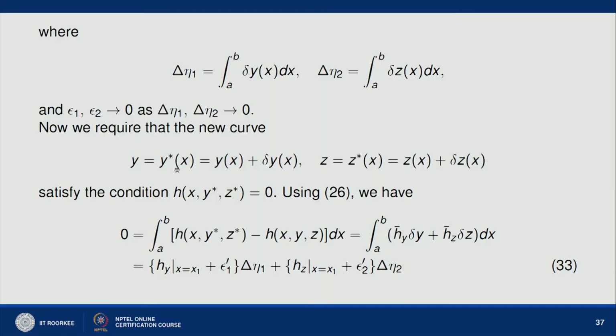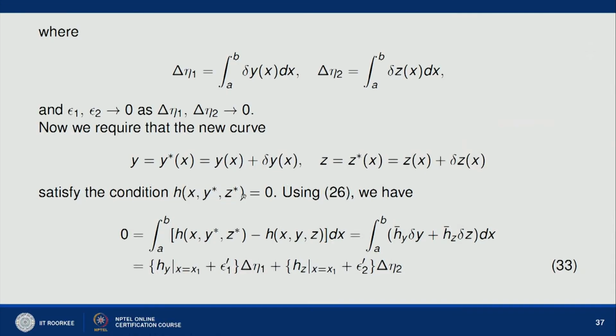Similarly we can define y star of x, that is y of x plus delta y of x. Similarly, z star of x is defined as z of x plus delta z of x, and now the only difference is that the constraint functional has a constant value. Here this function h of x, y star, z star has the same value, that is 0.